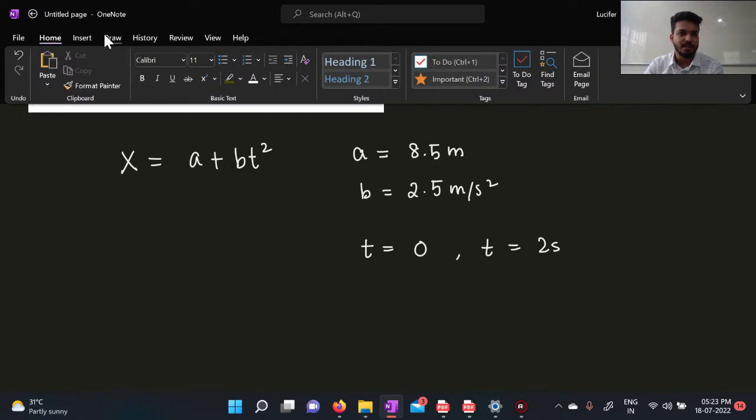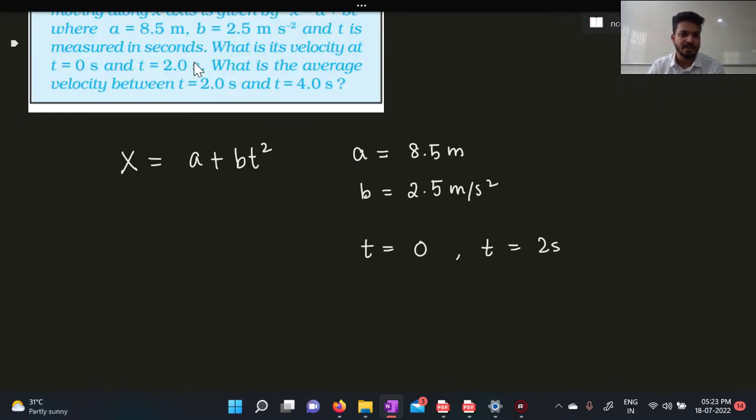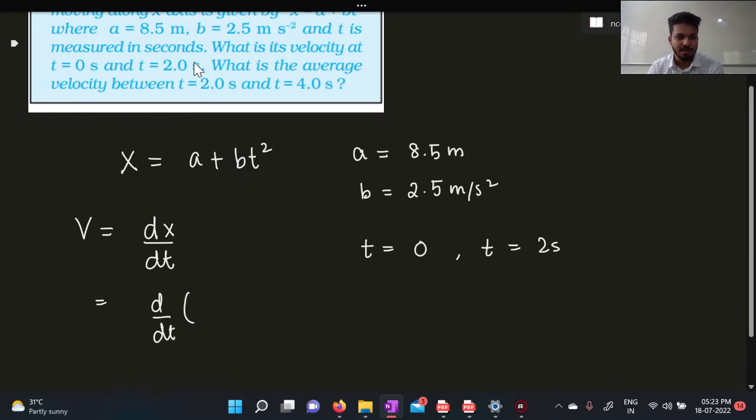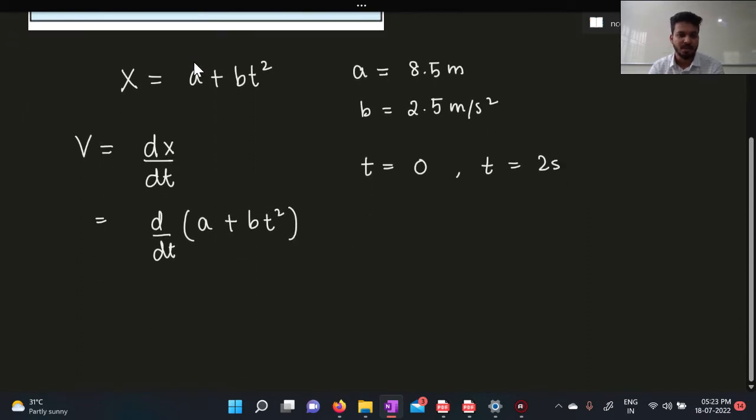Now I think multiple times this has been told in class that velocity is nothing but the differentiation of displacement with respect to time. So let us differentiate d by dt of displacement, which in this case is a plus bt square, where a and b are constants. If I differentiate a constant, the first term becomes zero, and the second term, b being a constant, will come out of the differentiation, and the differentiation of t square will be 2 times t.